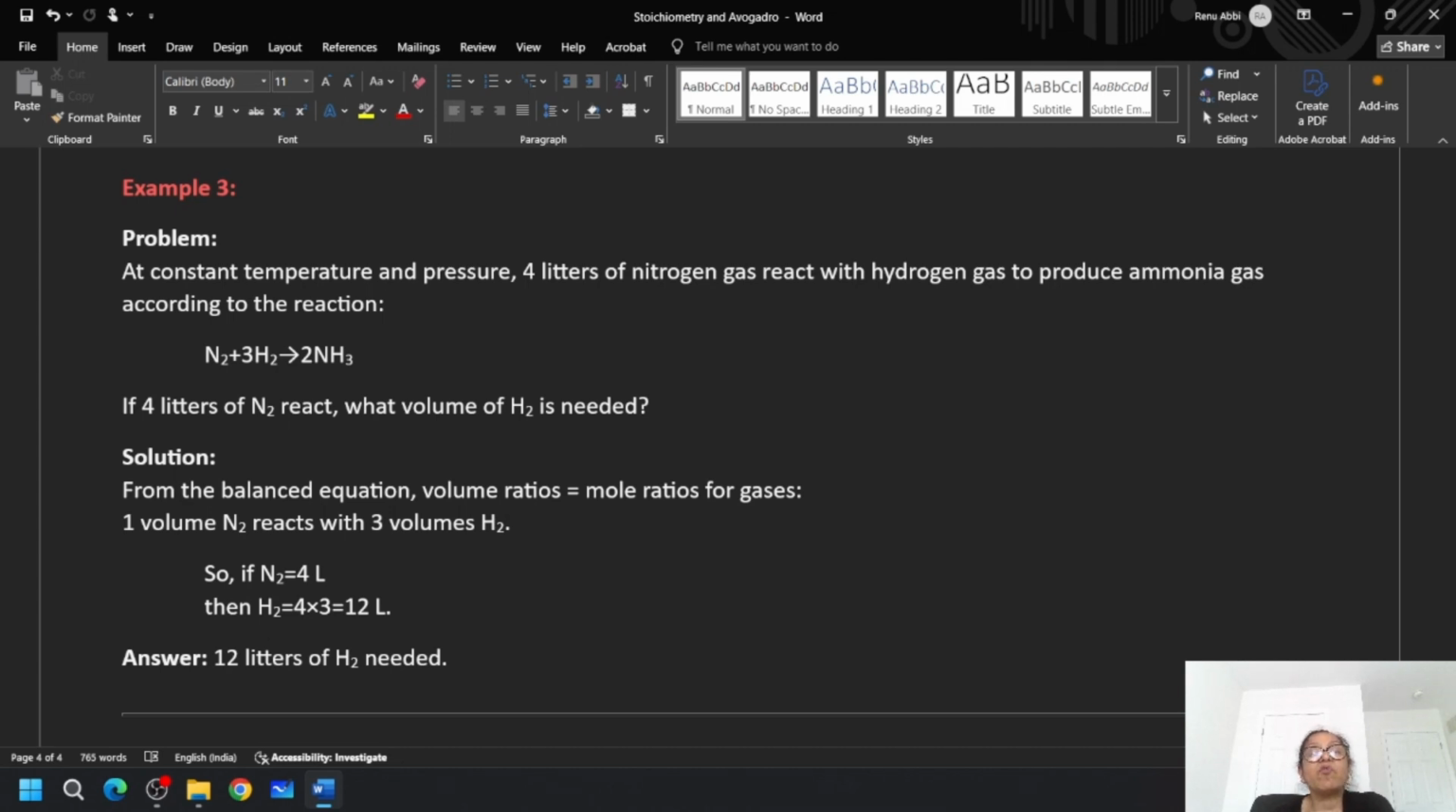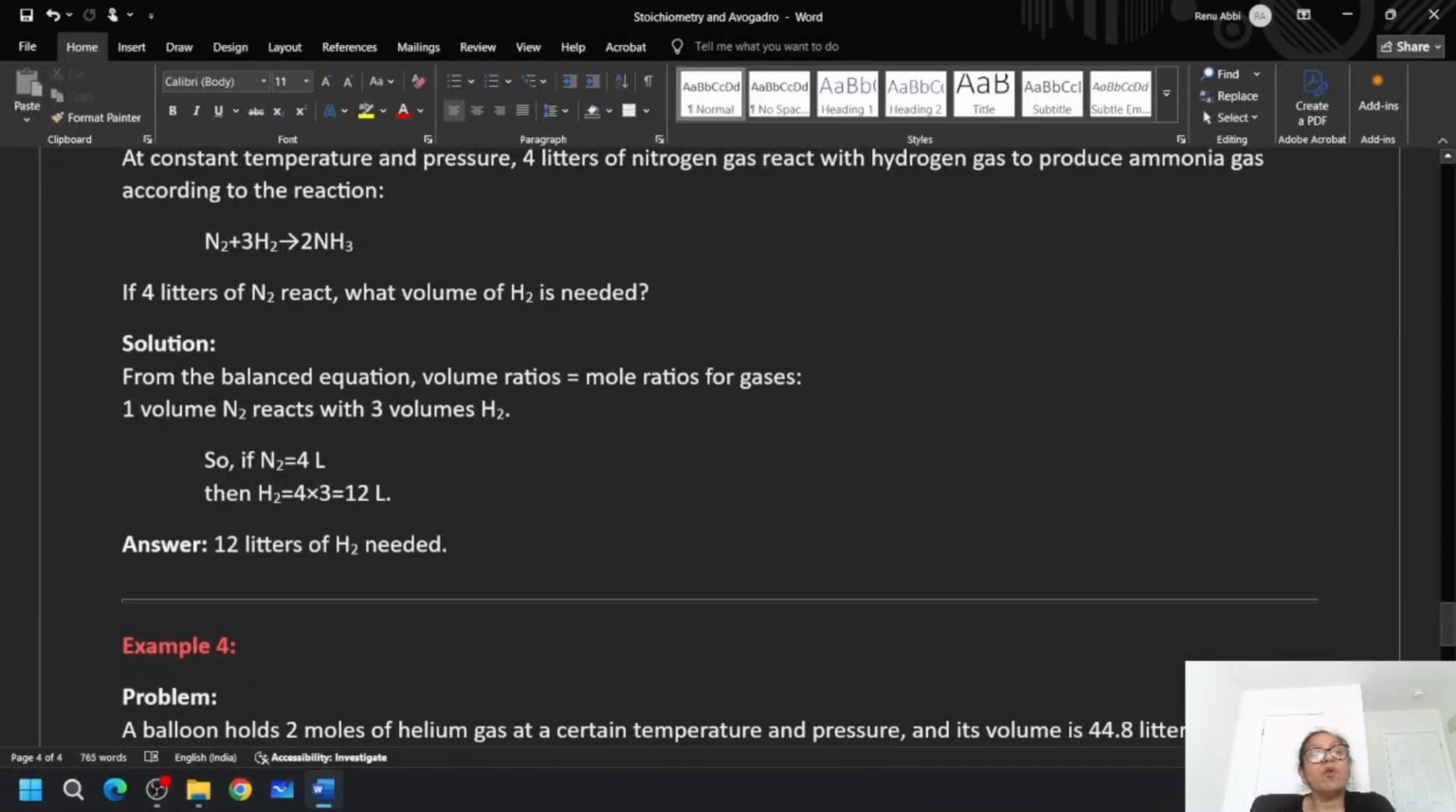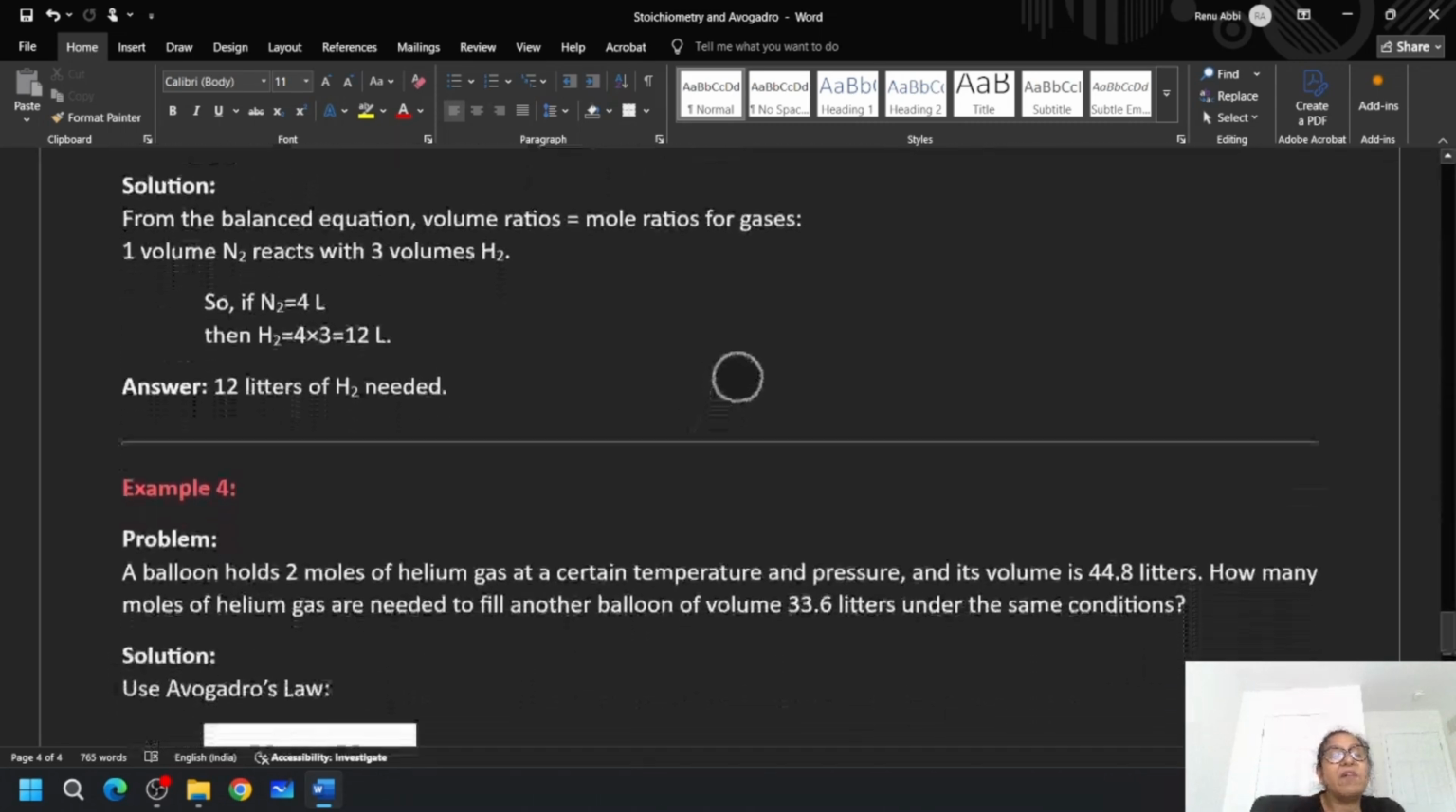So from the balanced equation, the volume ratio is equal to the mole ratio of the gases. Here, how much volume have we taken for the nitrogen? We have taken 1 volume of nitrogen, which reacts with 3 volumes of hydrogen. So nitrogen over here is 4 volumes, N2 is 4. For 1 volume, 3 volumes of hydrogen are needed. For 4 volumes of nitrogen, how much hydrogen is needed? 4 into 3, that is 12 liters. No need to add, these are simple equations you can use. So 12 liters is needed over here.